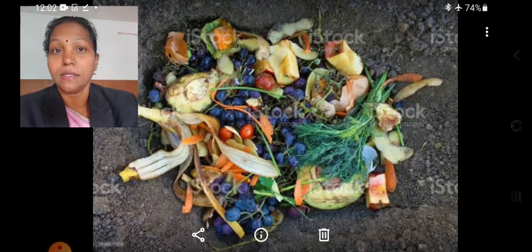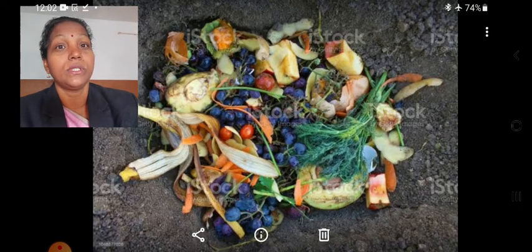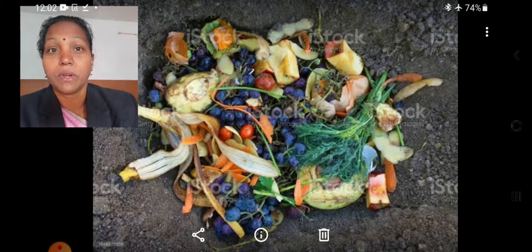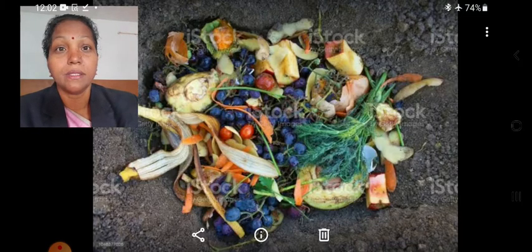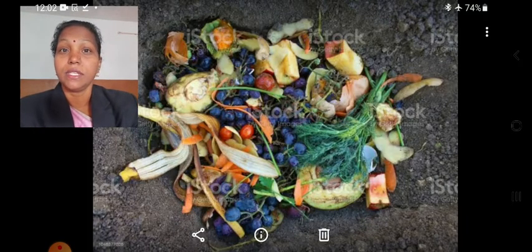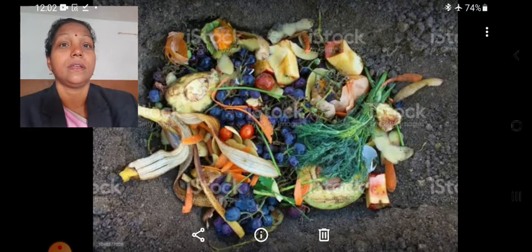In the last class we studied that waste materials create a lot of problems. We studied that urban houses create more waste than rural homes. The developed countries generate more waste than the underdeveloped countries. The wealthy families generate more waste than the poor families. So all these things we studied in the last class.